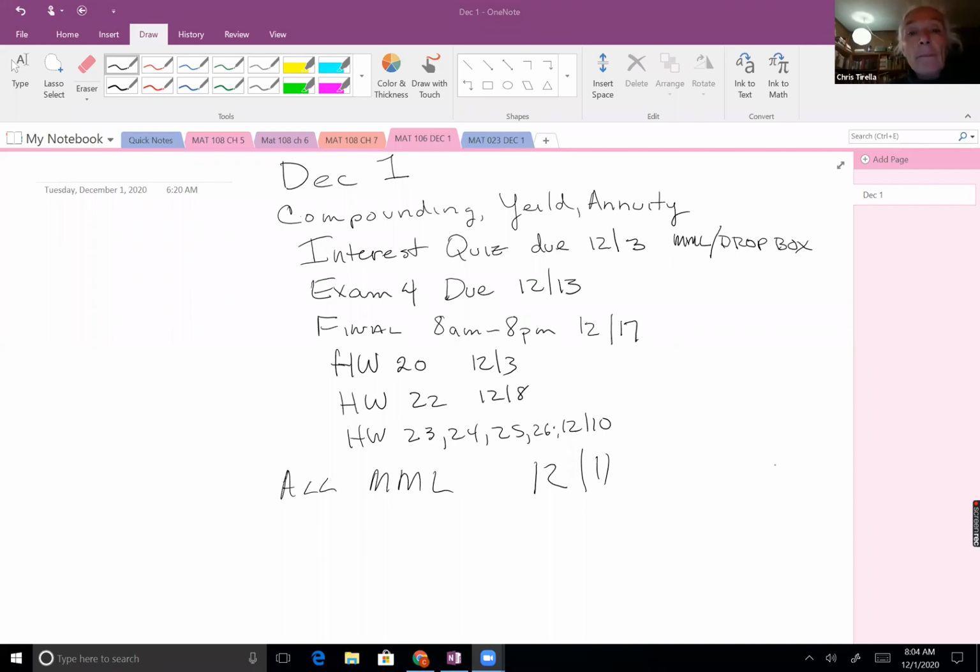The schedule. Today we're going to look at compounding interest. We had started outlining the concept last class. We're going to look at also yield and annuity. There is a simple interest quiz that's in my labs that's due on the 3rd, which would be on Thursday.